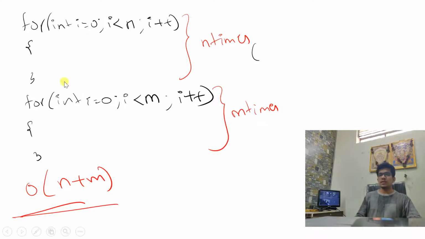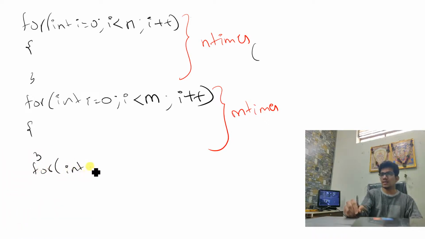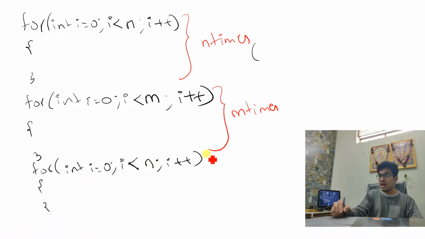Let me give one more thing. Let me undo this and extend it a little. I'll write one more for loop where int i starts from 0, i is less than n only, i plus plus. If I write like this, you think and tell me how many times this last for loop will execute. It will execute n times again.